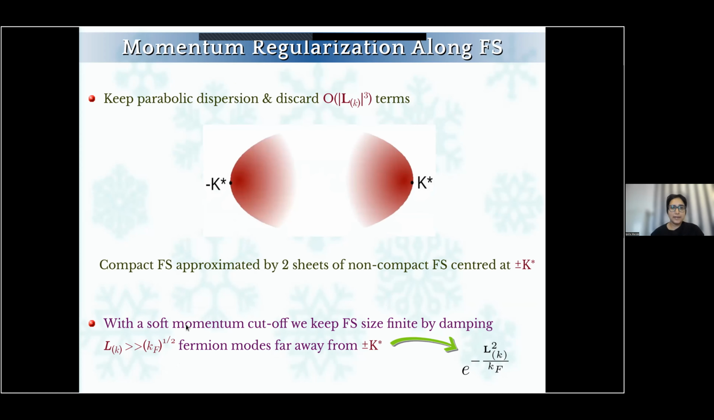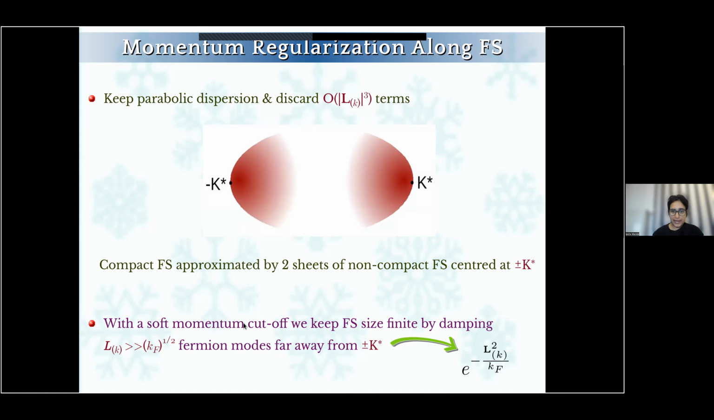Now, basically, we have made the fermionic dispersion parabolic because we have just kept terms up to L k squared and discarded the higher order terms. But physically, of course, the Fermi surface is compact. It's not a parabolic one. So we have approximated the compact Fermi surface by two sheets of non-compact Fermi surface centered at plus minus k star. So while doing the momentum integrals, we must be careful of this fact.